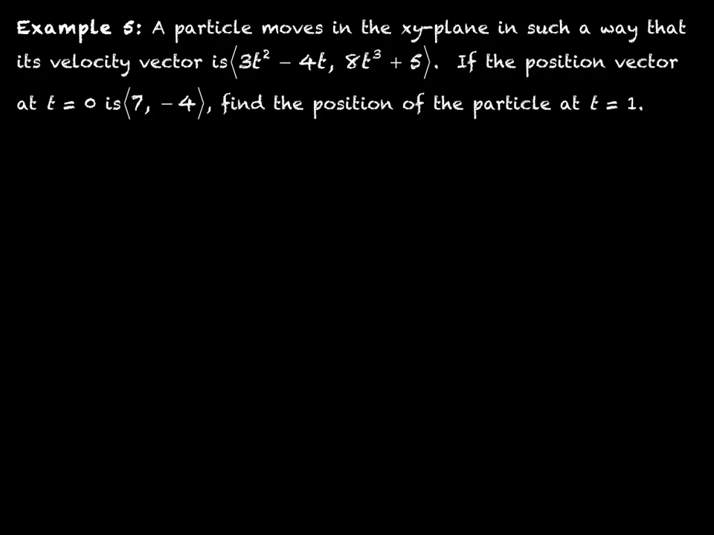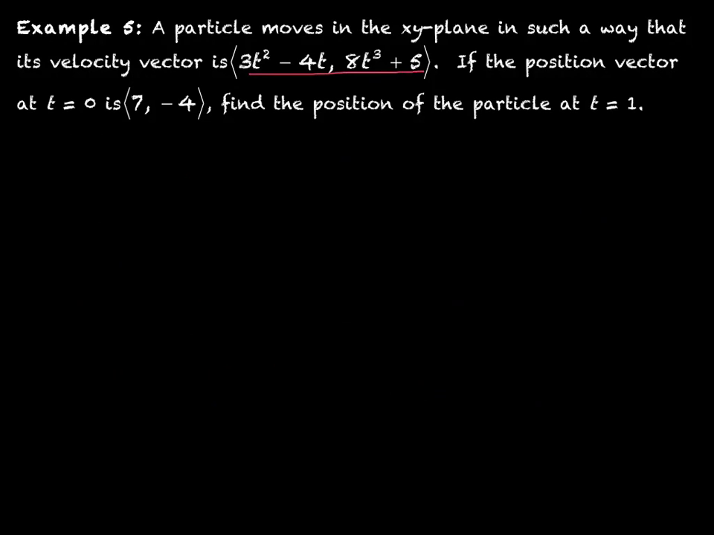Alright, this next problem is indeed a fundamental theorem of calculus part 1 problem, although when you read it, it doesn't jump out at you that that's what you have to do. So it says a particle moves in the xy plane in such a way that its velocity vector is 3t squared minus 4t and 8t cubed plus 5. It gives you the position of the object at time 0. It says it's at 7, negative 4. Then it says find the position of the particle at t equals 1.